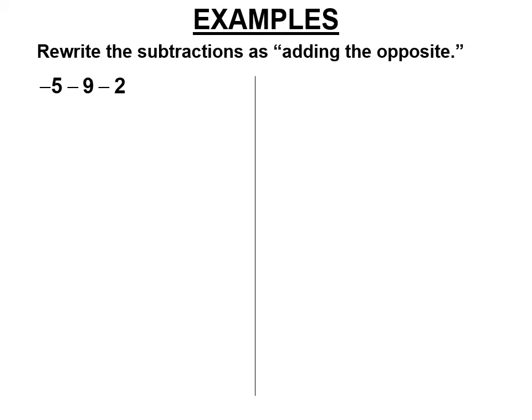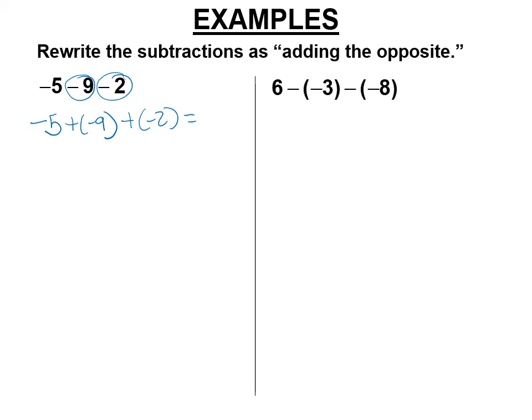All right, so we're still not answering. We're going to rewrite this. So the first number stays the same, the negative 5. The minus 9 becomes plus negative 9. The minus 2 becomes plus negative 2. Those two problems have the same answer, but the one in blue is considerably easier, I think. Same thing here. First number always stays the same. Minus negative 3 becomes plus 3. Minus negative 8 becomes plus 8. The blue one is definitely easier this time.